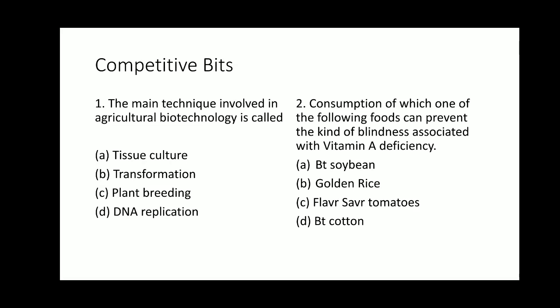Moving on to question number 2. Consumption of which one of the following foods can prevent the kind of blindness associated with vitamin A deficiency? Option A, Bt soybean. Option B, golden rice. Option C, Flavr Savr tomatoes. Option D, Bt cotton. So golden rice, option B, is the right answer.